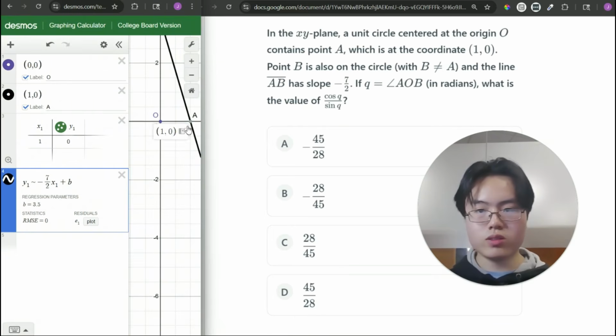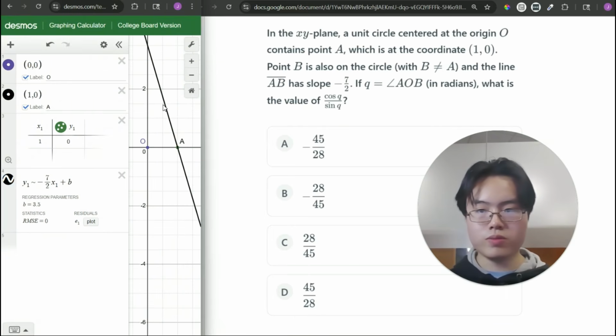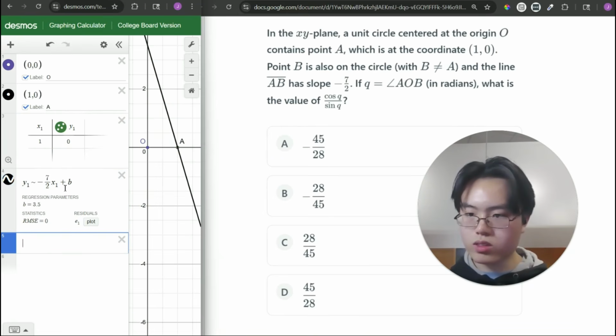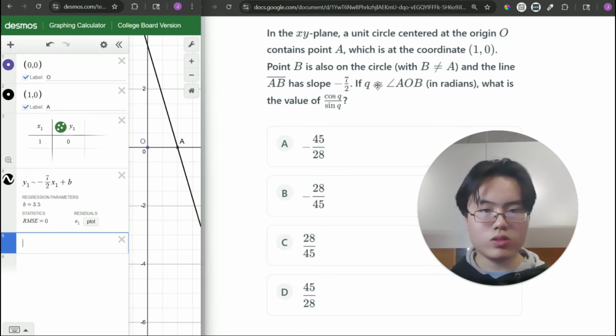So this is the equation of the line, right? This is the line of AB. We know B has to be somewhere on this line. It's probably going to be really close to A, that's my guess, because there's no way it's going to reach there. Okay. And that's kind of relevant though. But how do we actually get the angle, right?